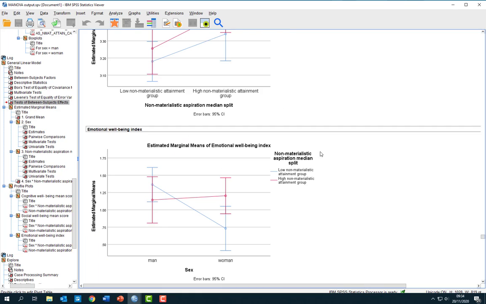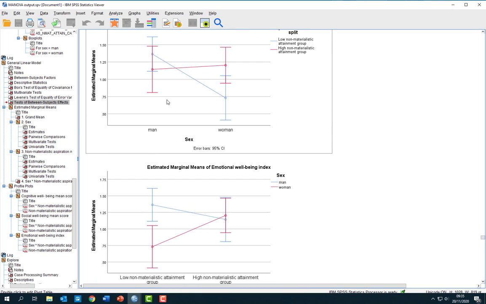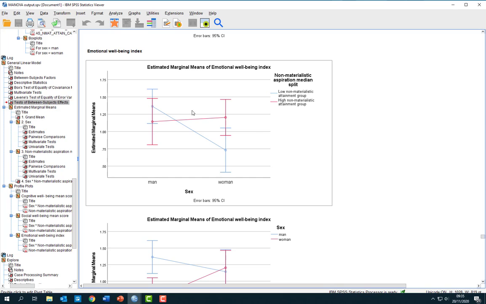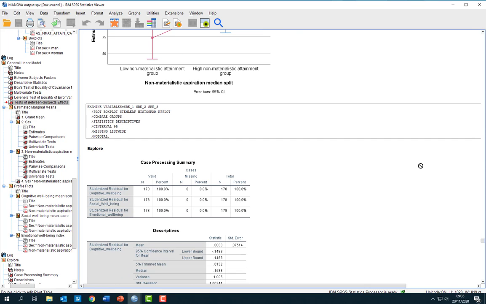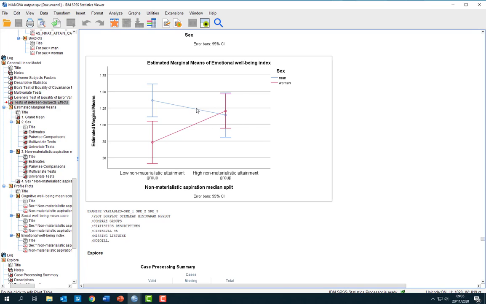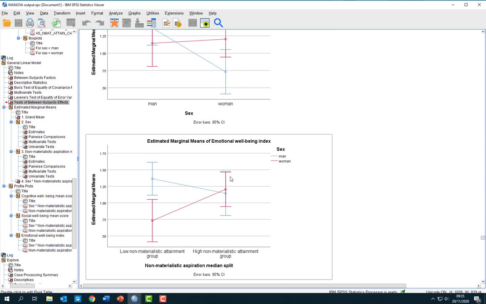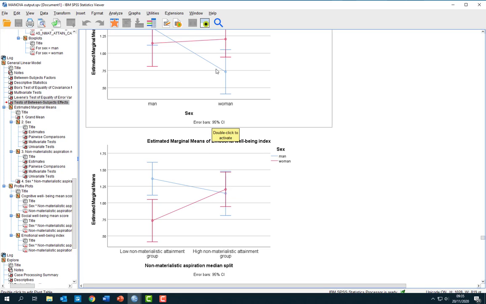So I think the interaction effect here looks like it's on the emotional well-being variable. We've got a crossover in the lines, so there is potentially something going on for the low non-materialistic attainment group, and so on. And again, an interaction here. This is the alternative way of presenting that data. So you'd keep it consistent. If you choose for males and females to be along the x-axis in one graph, you keep the layout consistent across all of them.